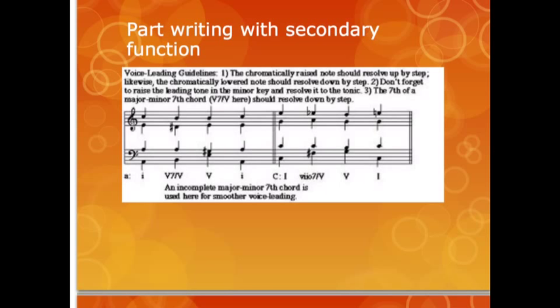So likewise, the chromatically lowered note should resolve down by half step. When we have a 5/7 of 4, for example, we would have that flatted 7th above the bass, which would need to resolve down by half step.